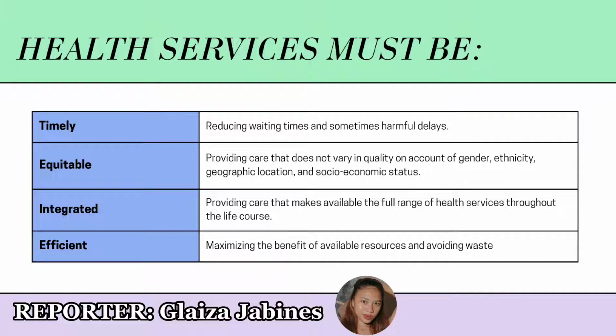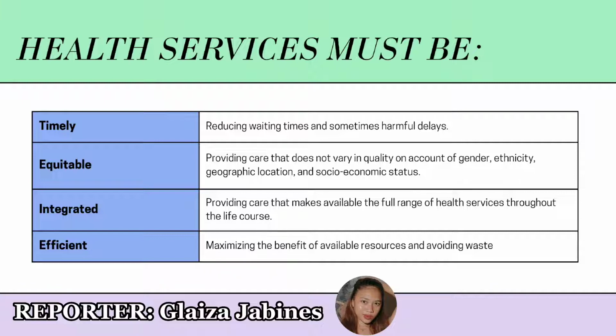So, equitable. Equitable means providing care that does not vary in quality on account of gender, ethnicity, geographic location, and socioeconomic status. That's what I have said earlier. Dapat, you are to provide those needs of the people in your community regarding their status. Di ba? Even if they are not privileged enough, you are responsible, or it is part of your responsibility to give them the medications that they need.